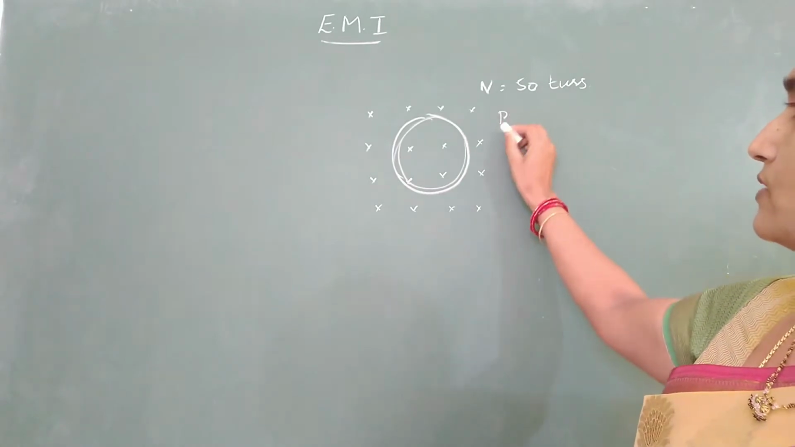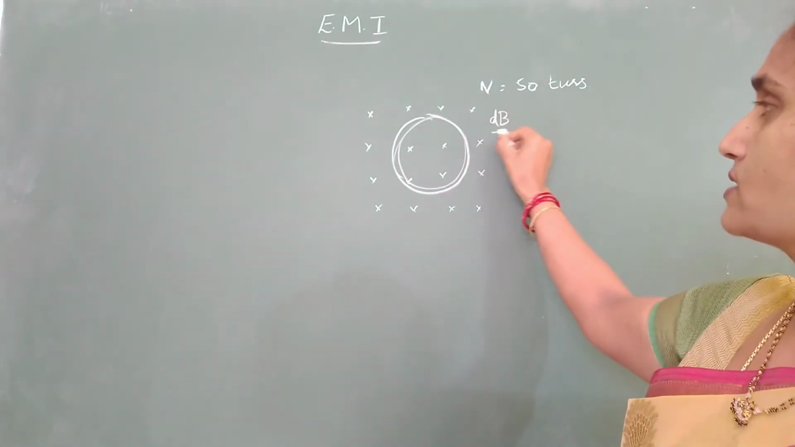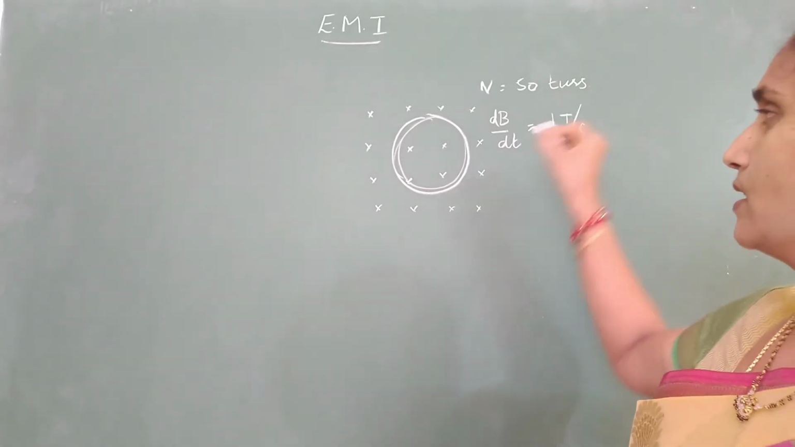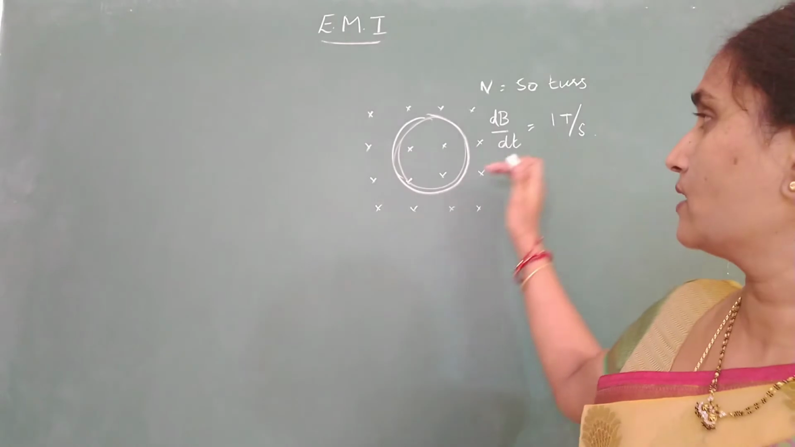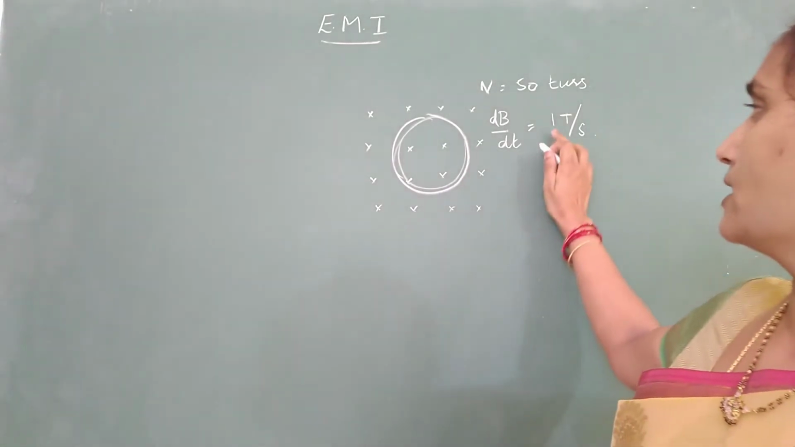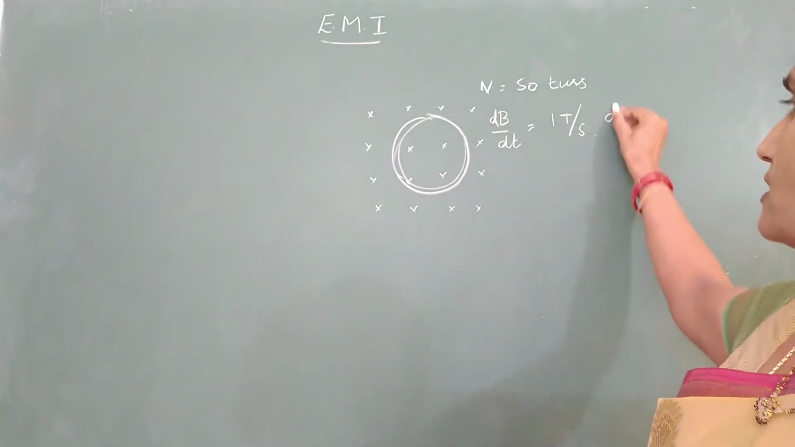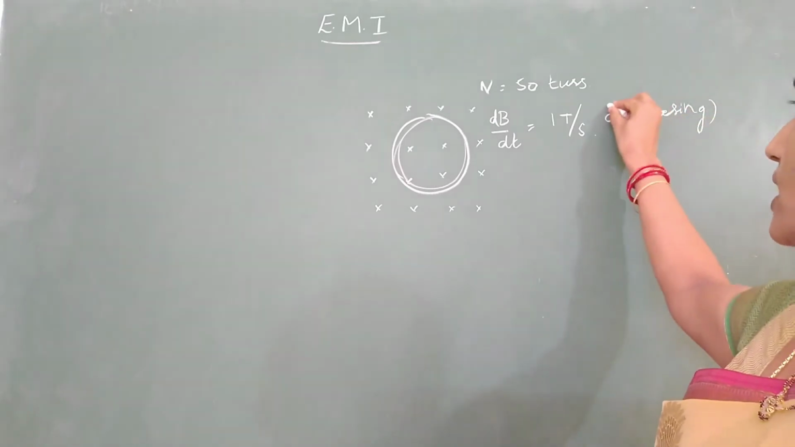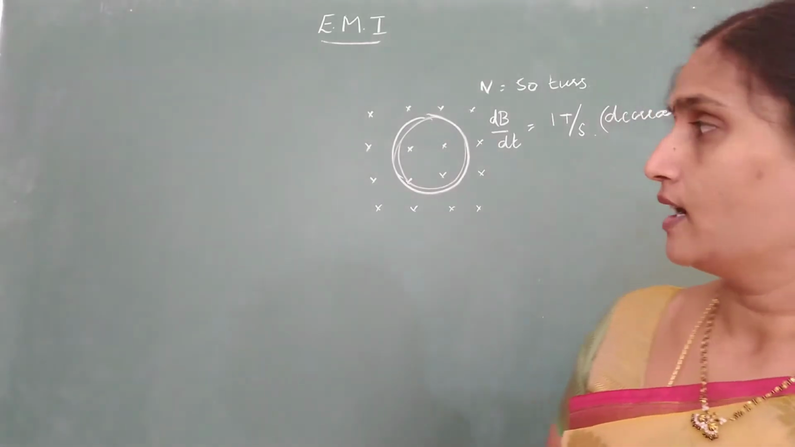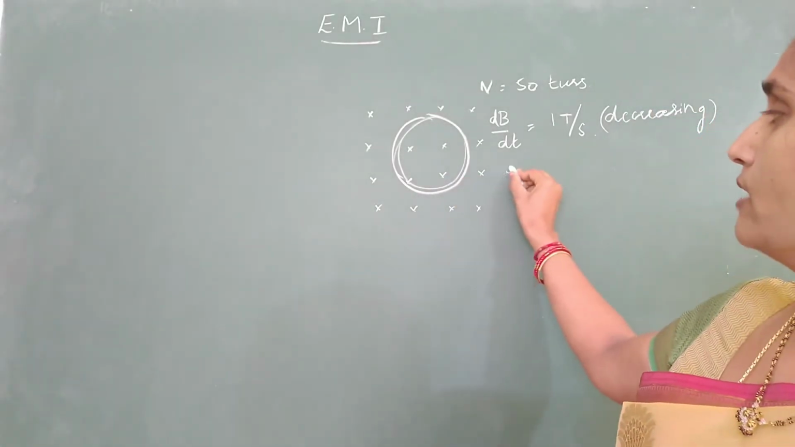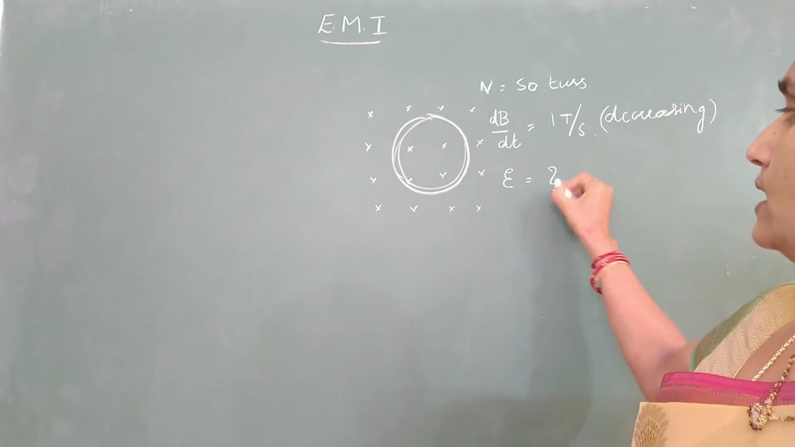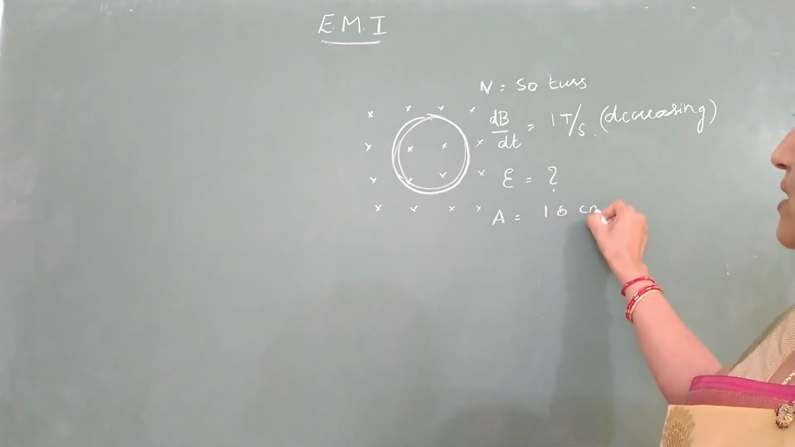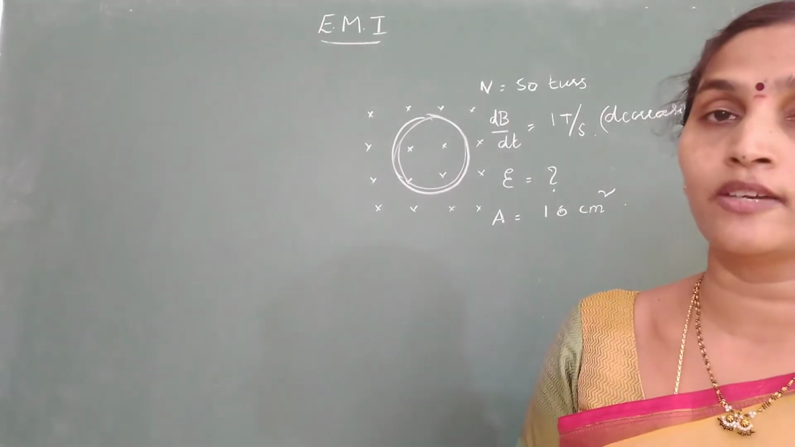It is placed in a magnetic field, and the magnetic field is changing at the rate of 1 Tesla per second. It is given that this magnetic field is not constant. It is varying at the rate of 1 Tesla per second, and it is mentioned that the field is decreasing. You are asked to identify what will be the induced EMF if its area is given as 10 centimeter square. This is your given data.